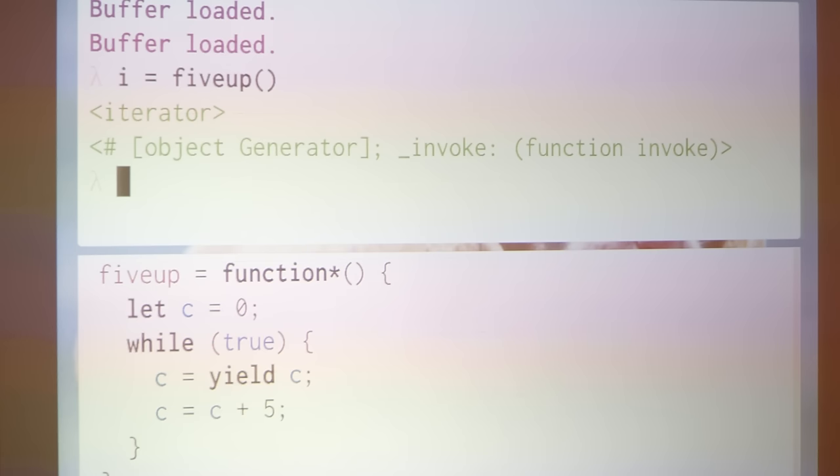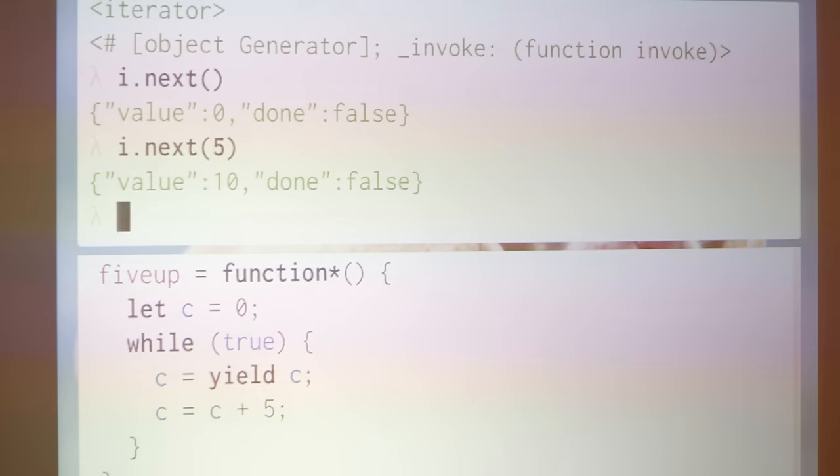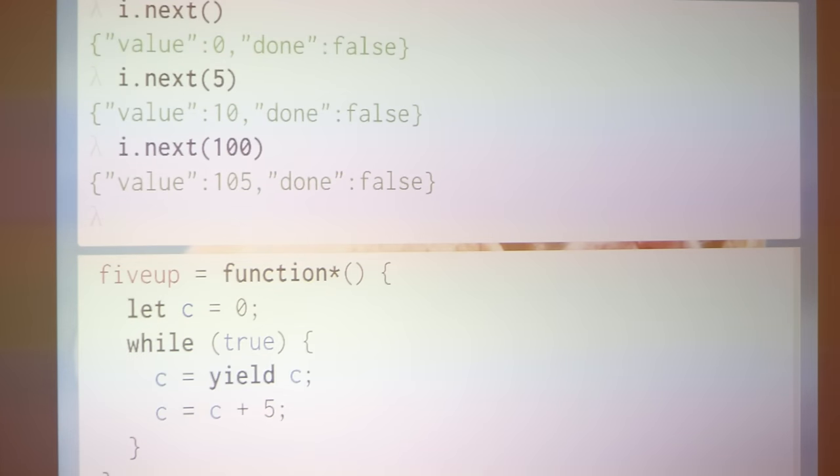I call fiveUp, I get an iterator, I call i.next, I get the 0, and at this point it's waiting for me to actually call it again. And the thing is, I can pass a value in. I can pass 5. So what's going to happen then? What's going to come out? Oh, come on, 5 plus 5. You can do it. 10. Yeah. And I can pass 100 in. I get 105. Because it's waiting for the value that I pass in.